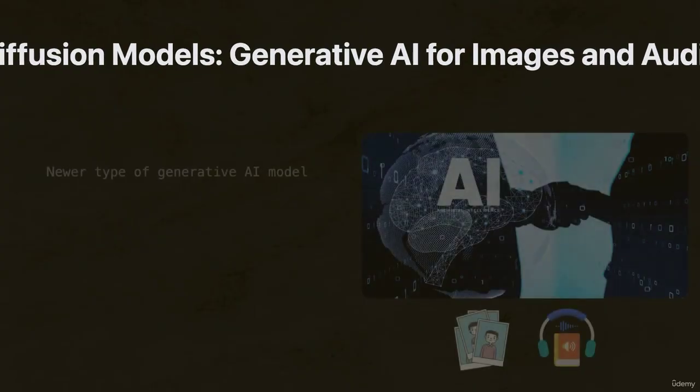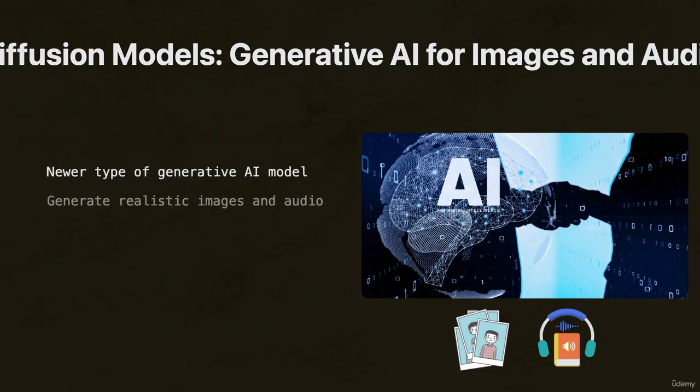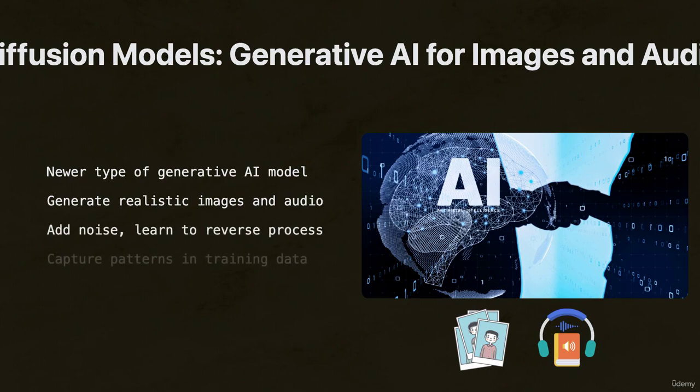Diffusion models are a more recent type of generative AI model that have shown impressive results in image and audio generation. Diffusion models work by gradually adding noise to the input data and then learning to reverse this process to generate new, realistic-looking outputs. This approach allows diffusion models to capture the complex structure and patterns in the training data and generate highly detailed and diverse outputs.